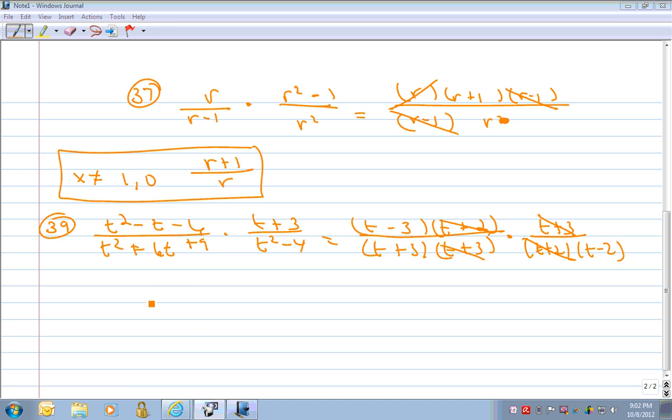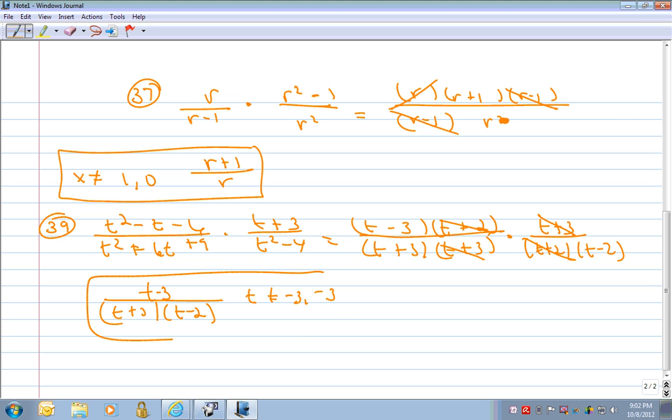Okay, so when you simplify, then you get a t minus 3 over a t plus 3 times a t minus 2. And you can go ahead and list your restriction that t could not equal negative 3 nor negative 2. There you go. Go Bearcats.